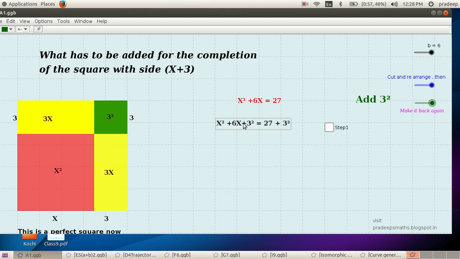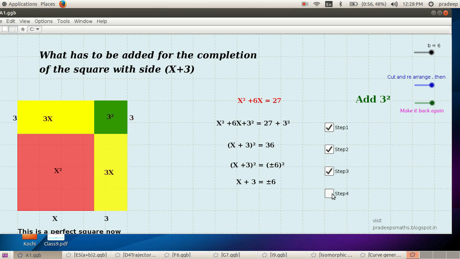Then after adding this 3 square on both sides, x square plus 6x plus 3 square is of the form a square plus 2ab plus b square. Therefore, we can express that in the form a plus b whole square. This also is a perfect square. Therefore, we can write it as x plus 3 whole square is equal to 6 square. Then, taking square roots on both sides, we will get plus or minus 6.